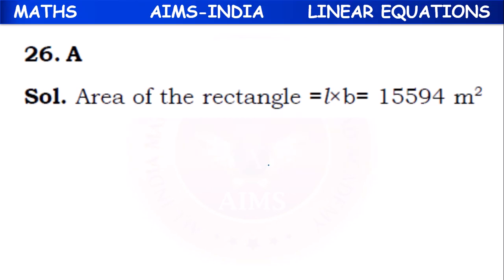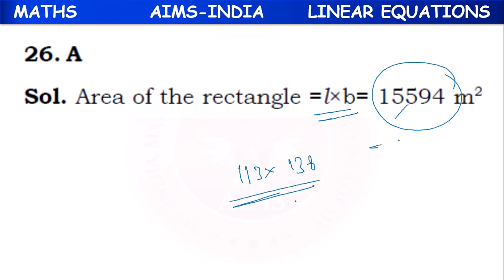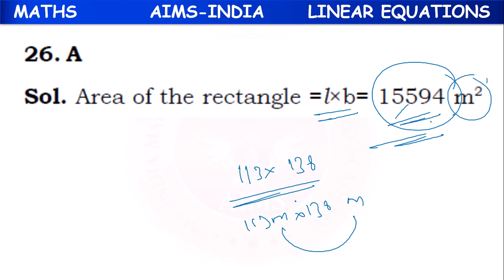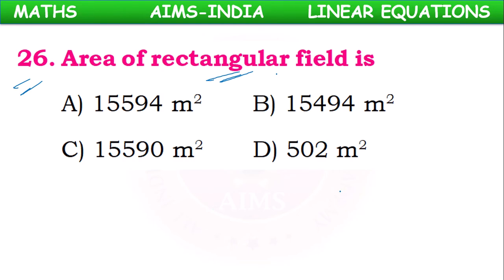Area of rectangular field formula, length into breadth. 113 into 138. If you multiply, answer 15,594, because 113 meter into 138 meter, meter into meter, it will become meter square. So area is 15,594. Option A is correct.